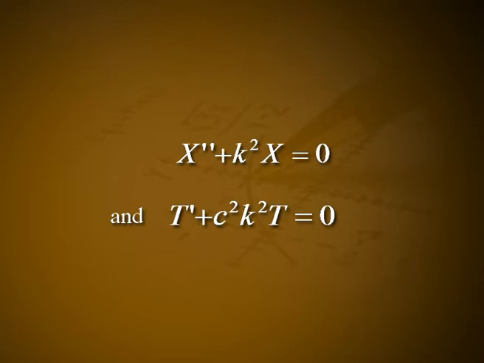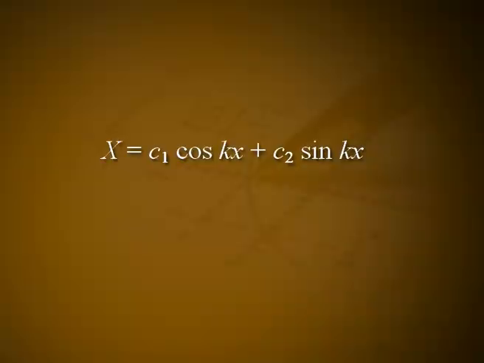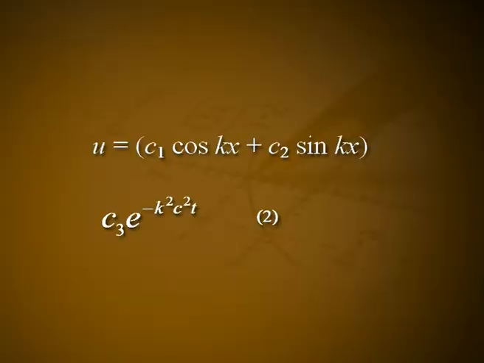In this case, we will get two ordinary differential equations, X″ + k² X = 0 and T′ + c² k² T = 0, whose solutions are X = c1 cos kx + c2 sin kx, and T = c3 e^(−k² c² t), where c1, c2 and c3 are arbitrary constants. Therefore, the general solution of the equation is u = (c1 cos kx + c2 sin kx) c3 e^(−k² c² t). Let it be equation number 2.